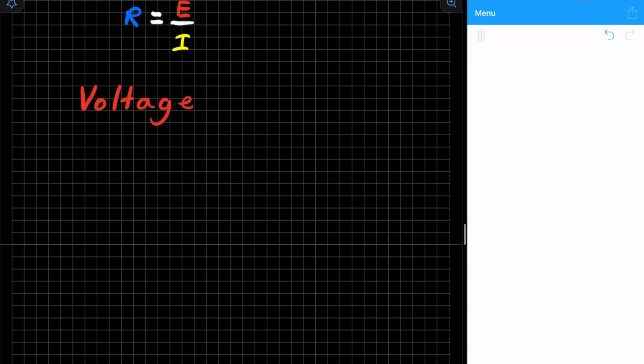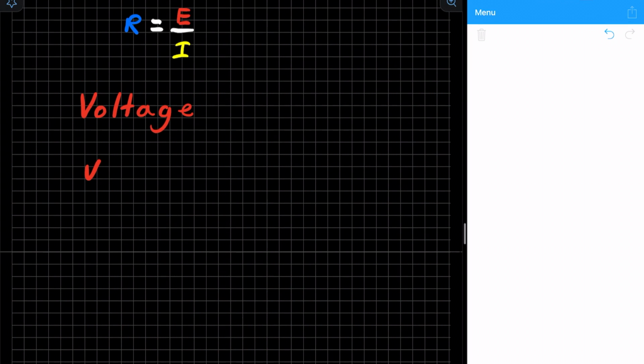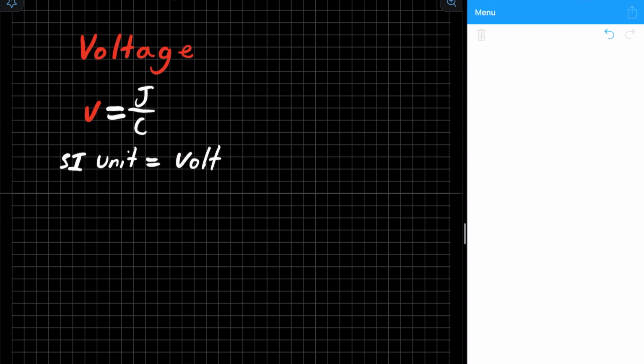Voltage. Voltage is the potential difference in a circuit. A volt is expressed as 1 joule divided by 1 coulomb. It was named after Alessandro Volta.